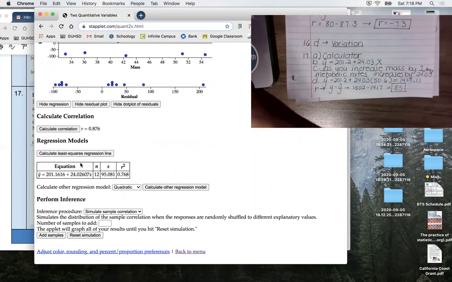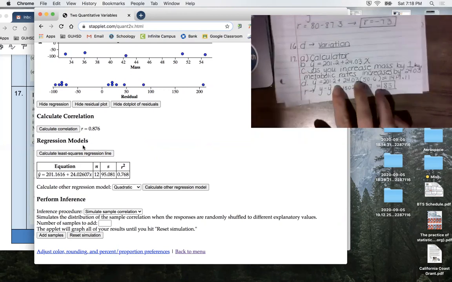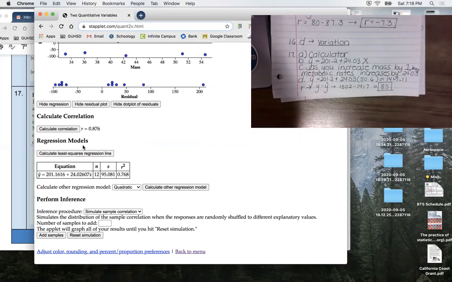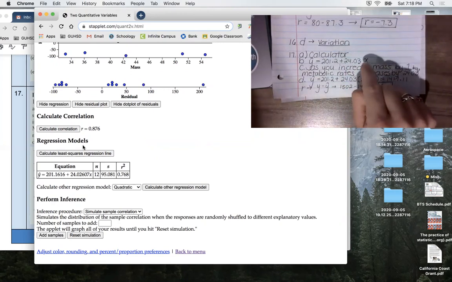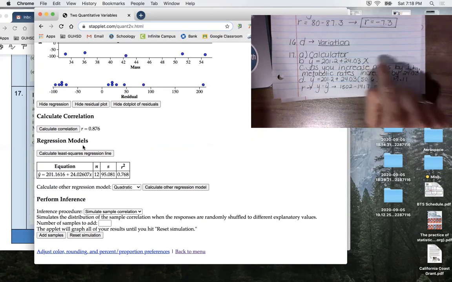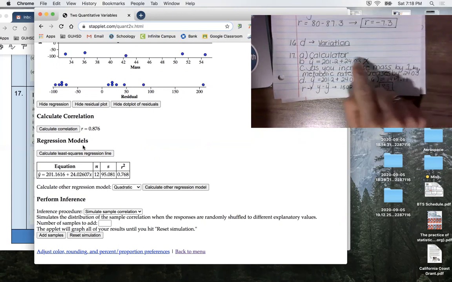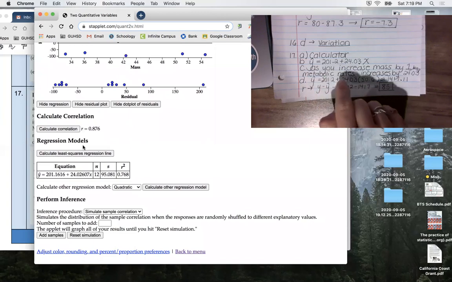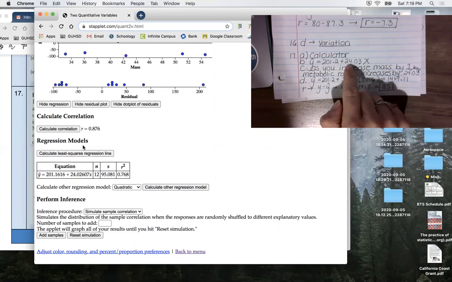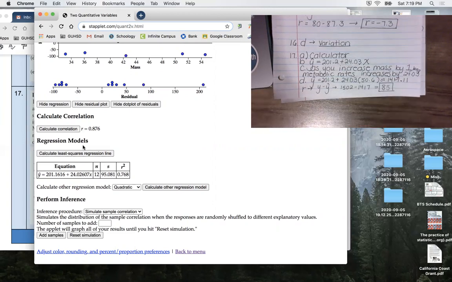In C, it says, what can you say about the slope, or interpret the slope? So in that one, as you increase your x by 1, so in this one, as I add 1 kilogram of mass, my y, or in this case, my metabolic rate, increases because it's a positive slope by about 24.